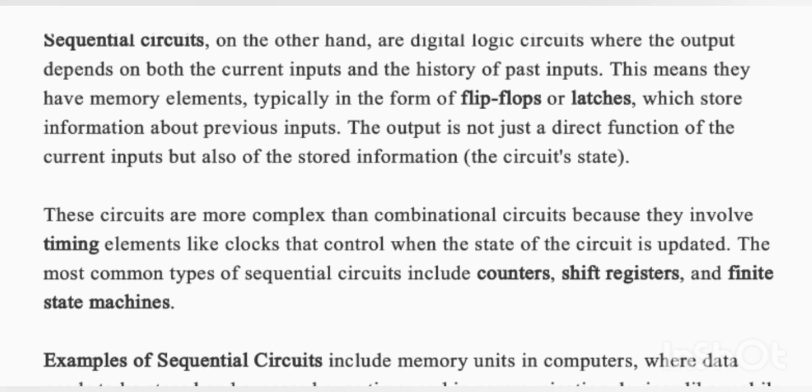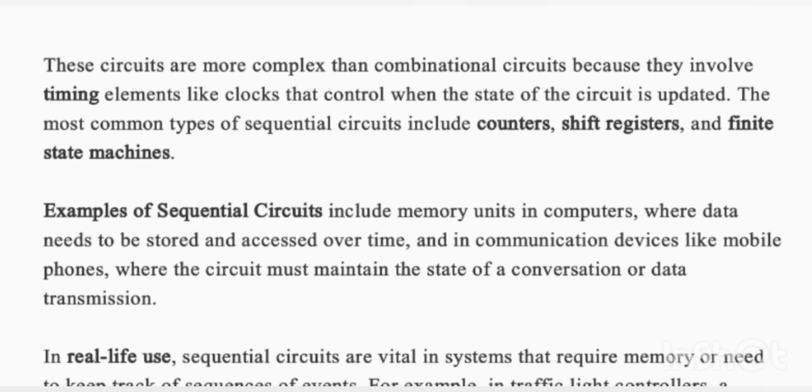state. These circuits are more complex than combinational circuits because they involve timing elements like clocks that control when the state of the circuit is updated. The most common types of sequential circuits include counters, shift registers, and finite state machines.